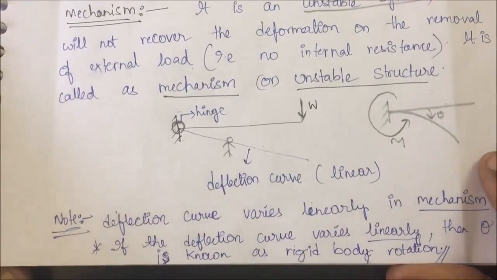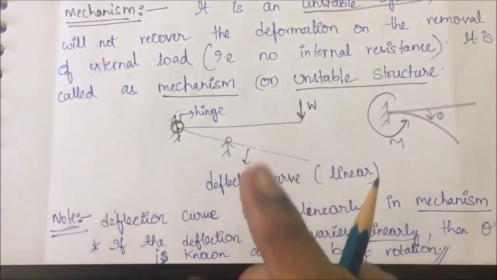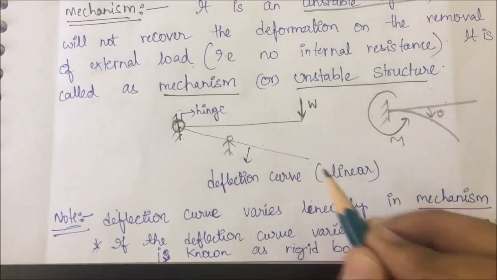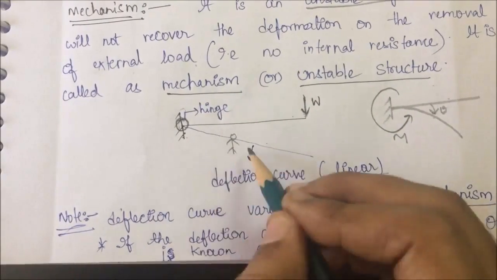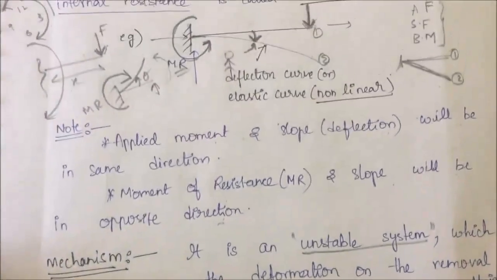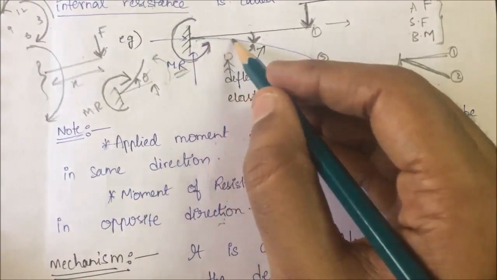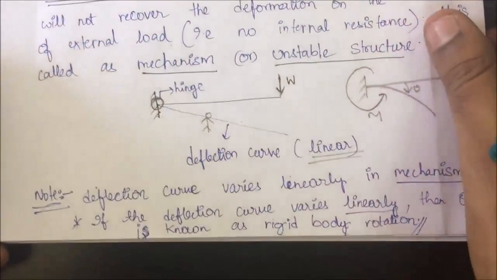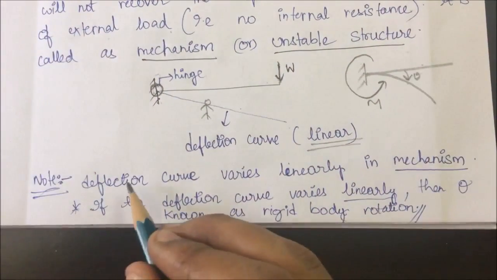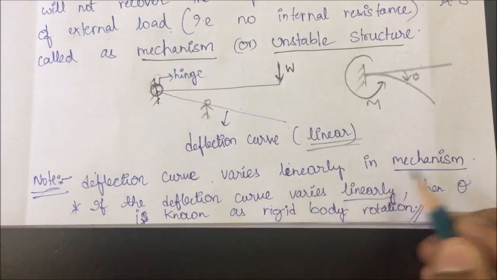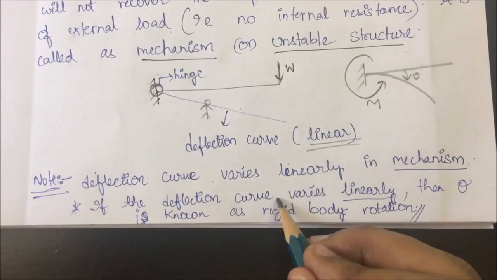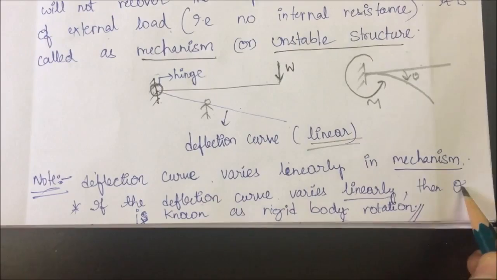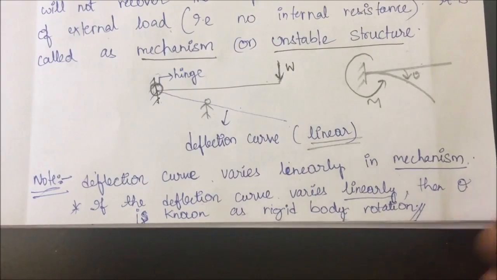No issues. The only point you have to remember is that in a mechanism your deflection curve is perfectly linear, it will remain straight, whereas in a structure it won't be linear, it will deflect as a non-linear curve. I have given a note: the deflection curve varies linearly in a mechanism. If the deflection curve varies linearly, then theta is known as rigid body rotation.